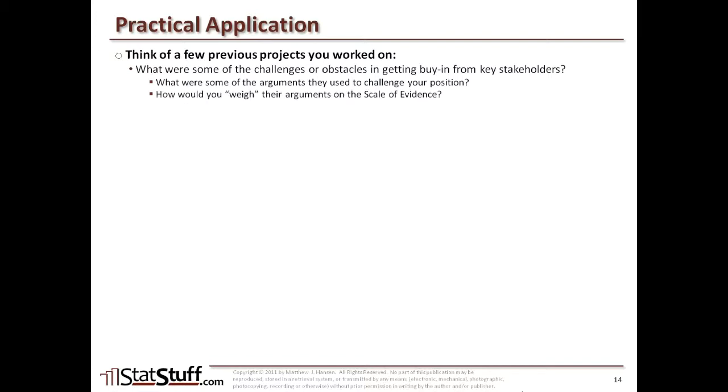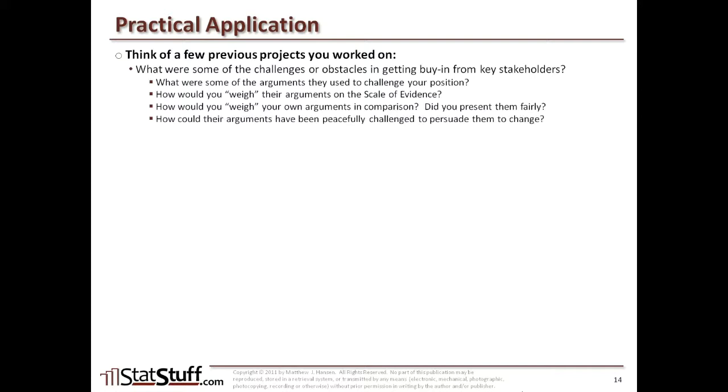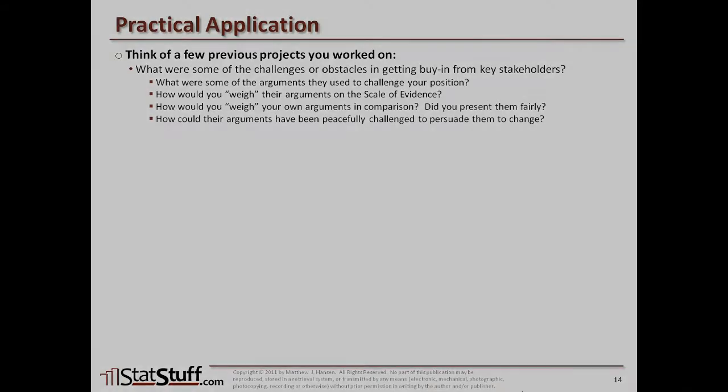And how would you weigh their arguments according to that scale of evidence, again, of showing the ignorance all the way up to truth, like the example of styrofoam all the way up to the gold standard? And how would you weigh your own arguments in comparison? Did you present your arguments fairly to them? And also, how could their arguments have been peacefully challenged in order to persuade them to change?